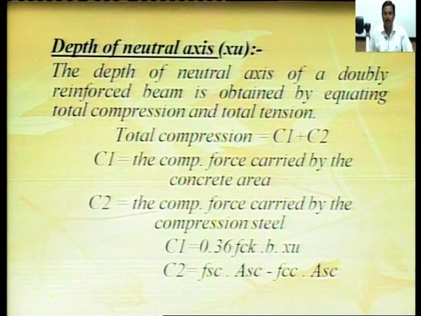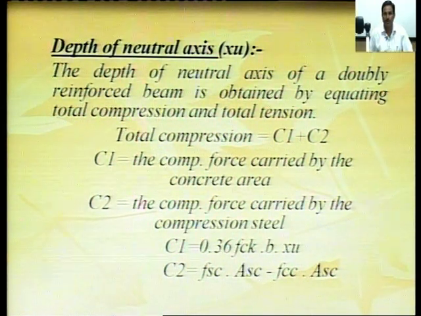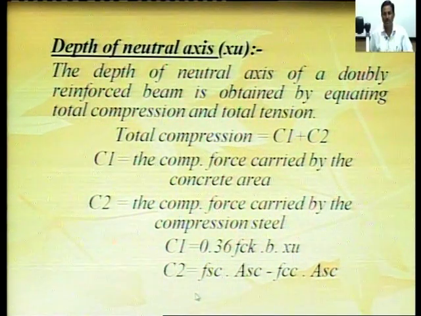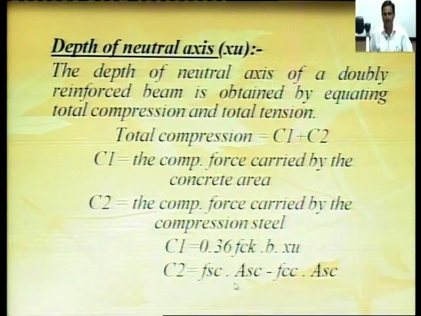The depth of neutral axis of a doubly reinforced beam is obtained by equating the total compression and total tension. So, total compression is C1 plus C2, where C1 is the compressive force carried by the concrete area, and C2 is the compressive force carried by the compression steel. C1 is equal to 0.36 fck b xu, and C2 is equal to fsc Asc minus fcc into Asc.